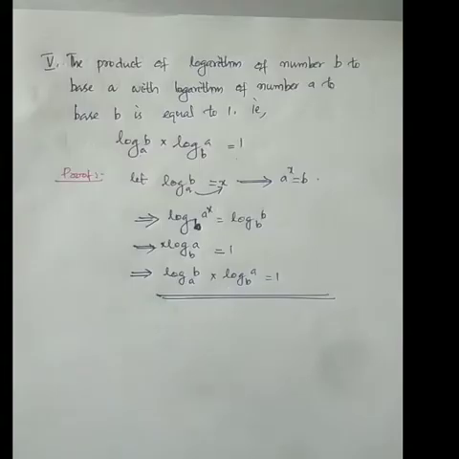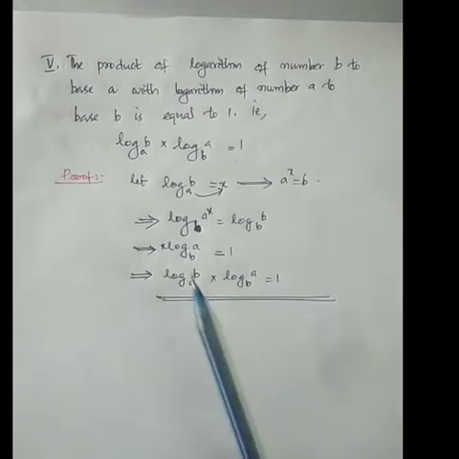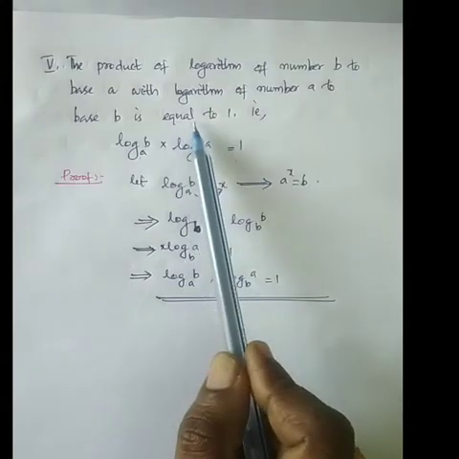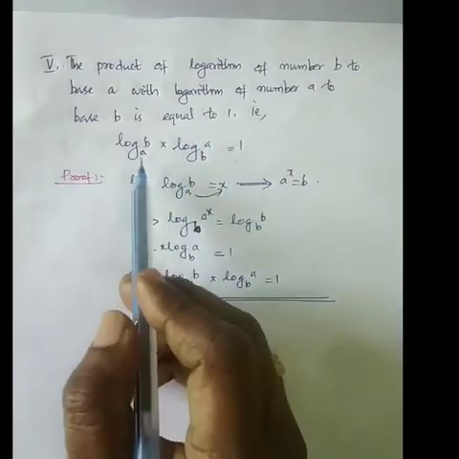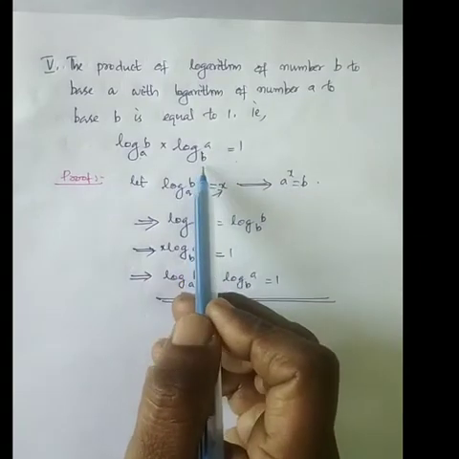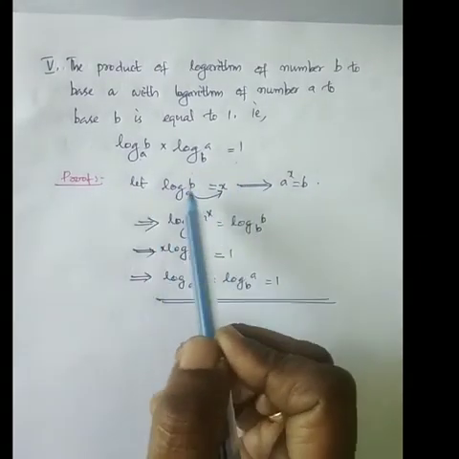Okay. Fifth property: the product of the logarithm of number b to base a with the logarithm of number a to the base b is equal to 1. That is log b to the base a into log a to the base b equal to 1. Okay.